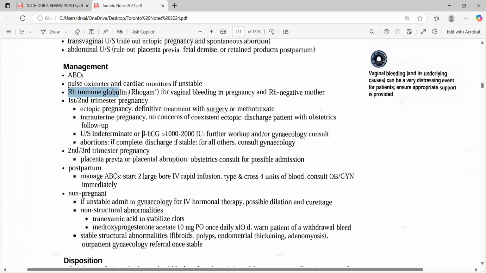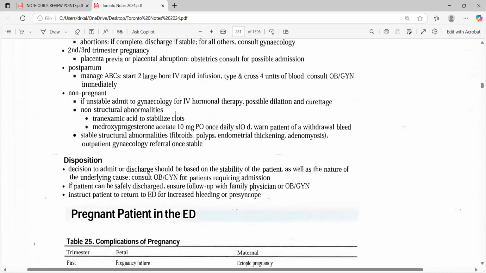And whenever we are talking about vaginal bleeding in pregnancy, don't forget about Rh immunoglobulin, RhoGAM, okay? And if Rh negative, think about this one too. So the 3, 4 main words are ABC, tetanus, Rh immunoglobulin, beta HCG. Keep these things in your head. Wherever it applies, just give it.